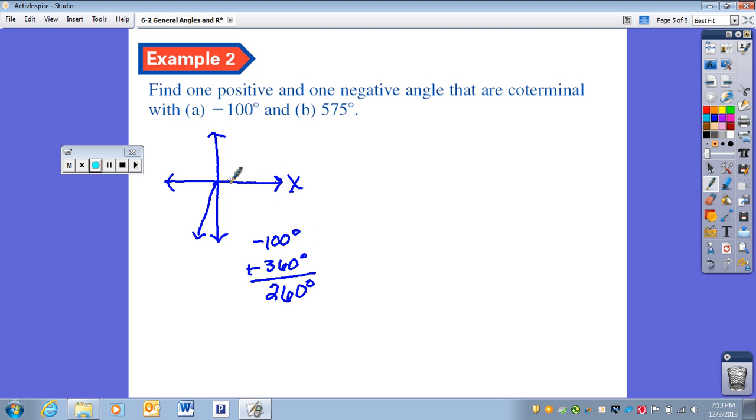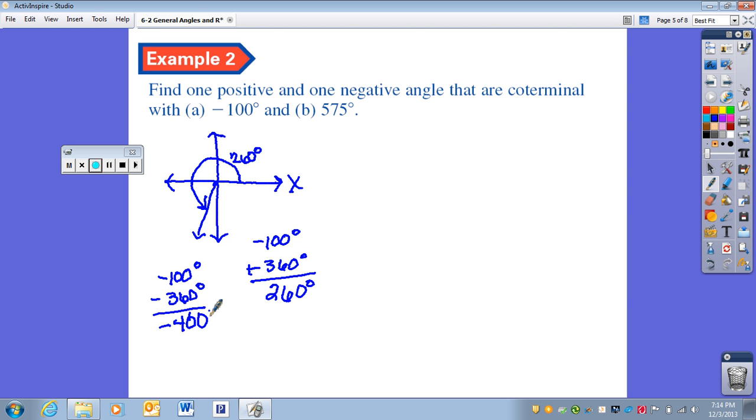And if we take a look at our diagram, if we were to go a positive 180 and then we continue around, this would be a positive 260 degrees, and that could be the measurement of one of our angles. Now, if we were to go the other way, which is to take our negative 100 degrees, and this time we are going to subtract 360 degrees, we could find the measurement of another angle that would be coterminal, and that would be a negative 460 degrees.